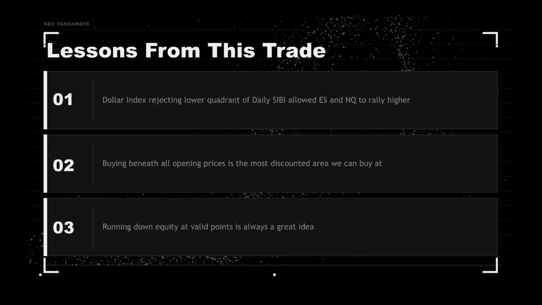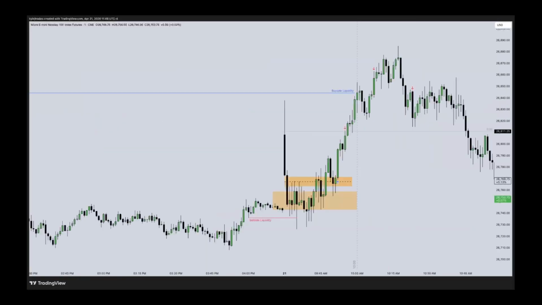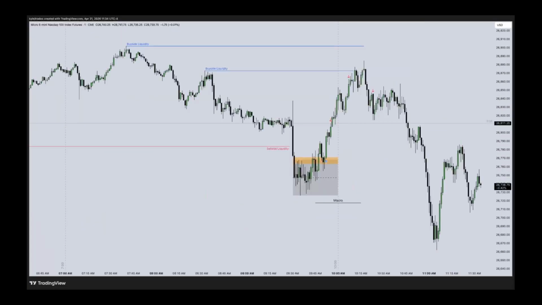And then lastly, running down equity at valid points is always a great idea. This is another thing that has really helped my psychology this year, running down equity at valid points, along with the tighter entries and the tighter stop losses. After this entry right here, I run down my equity at midnight open. I believe this was at around a 2R. It might have been like a 1.8, 1.7. And then the rest of these trades up here are higher than 1.3.